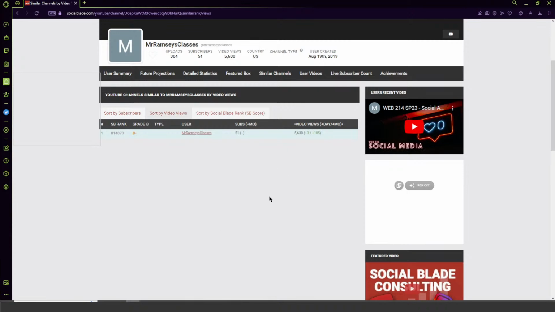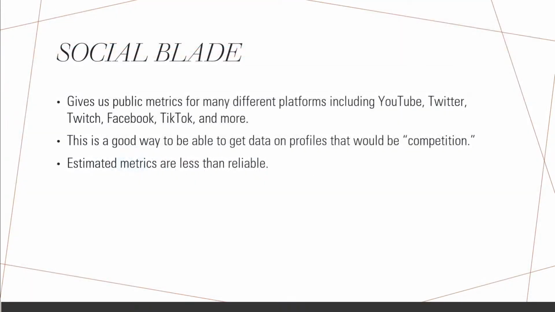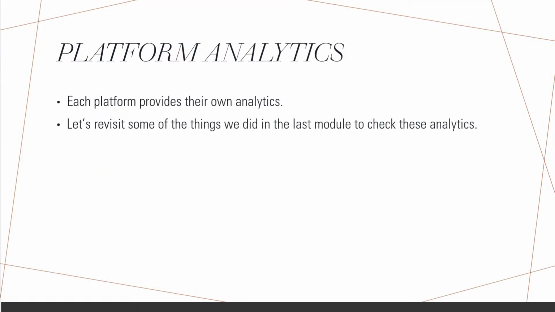So Social Blade gives us one option as a less than reliable way to get analytics for our social media, but what's a more reliable way to get analytics for our social media? Well, there's the platform analytics themselves.